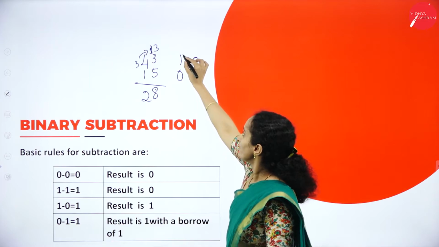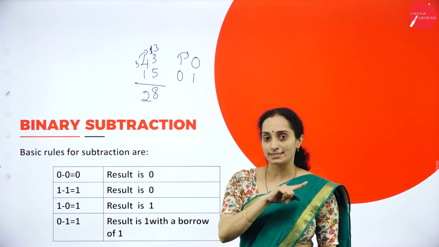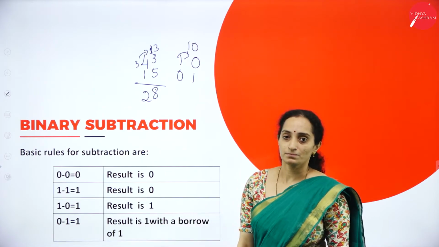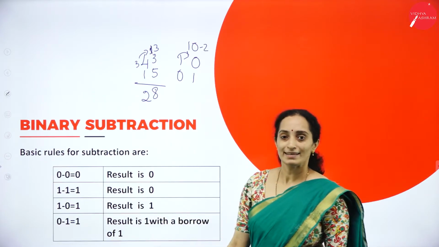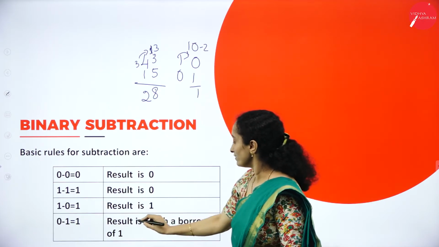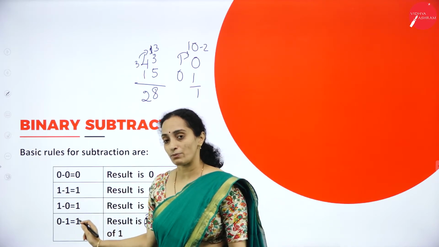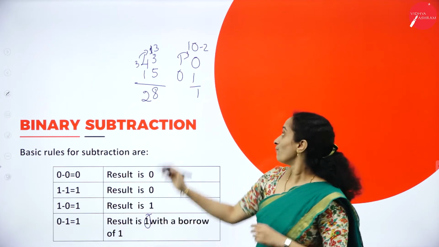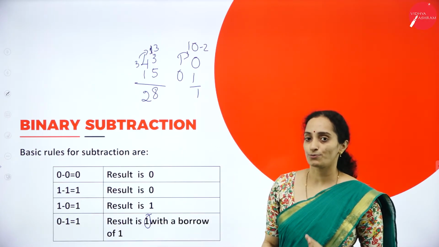In the same way, when you move a 1 as a borrow from the next number, it will become 1, 0. 1, 0, as you know, represents 2. Okay. 2 minus 1 will be 1, which is the result. So, 0 minus 1. When you subtract 1 from 0, the result will be 1 with a borrow of 1. We have borrowed a 1 from the next number. So, borrow will be 1 and the result will also be 1.